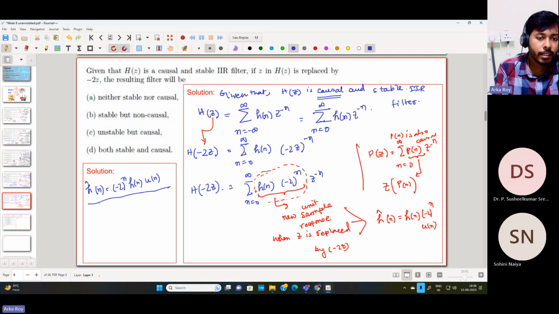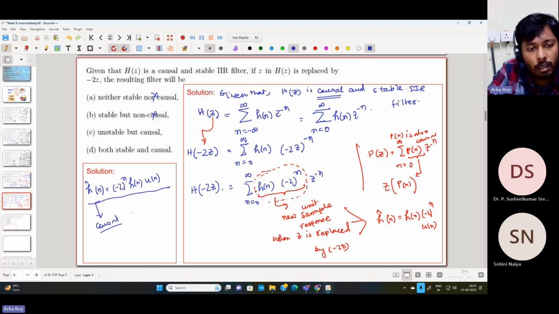And from here, readily we can say that because u of n is multiplied over here, the resulting signal or resulting filter response will obviously be causal. So option A and option B, these two are nullified. So we need to just check the second condition.